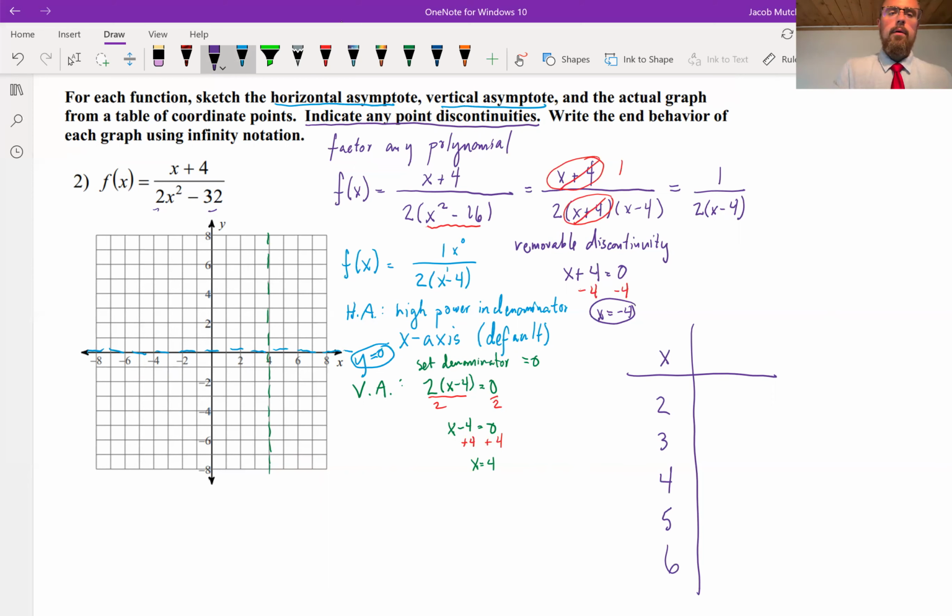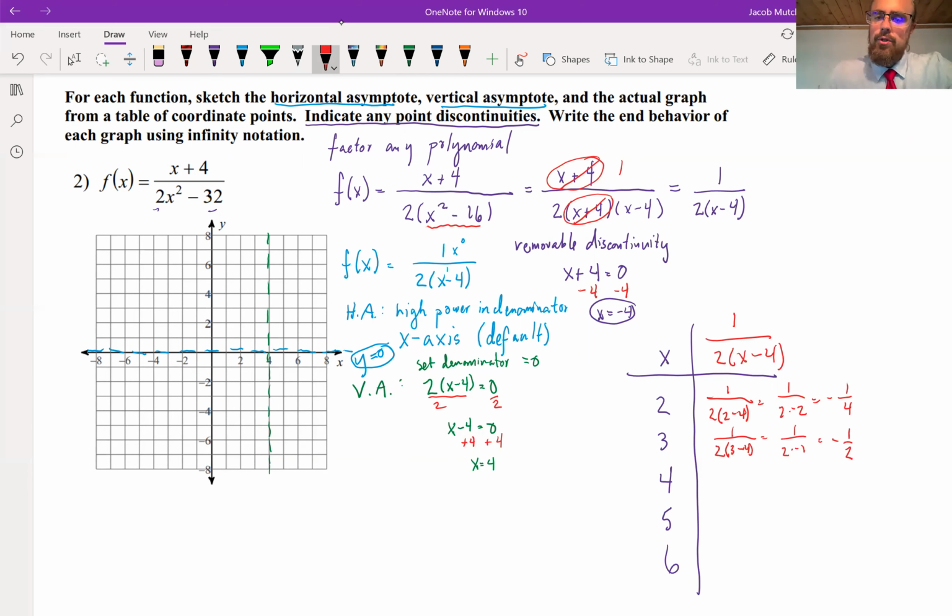I now want to write the function, so it's that simplified one, 1 over 2 times x minus 4. And let's calculate. So at 2, I'm going to plug in 2 for x, so it's 1 over 2 times parentheses 2 minus 4. That is the value of 1 over 2 times -2, which is -1/4. At 3, I'll substitute 3 for x, so 2 times parentheses 3 minus 4. That's negative again, 1 over 2 times -1, -1/2.